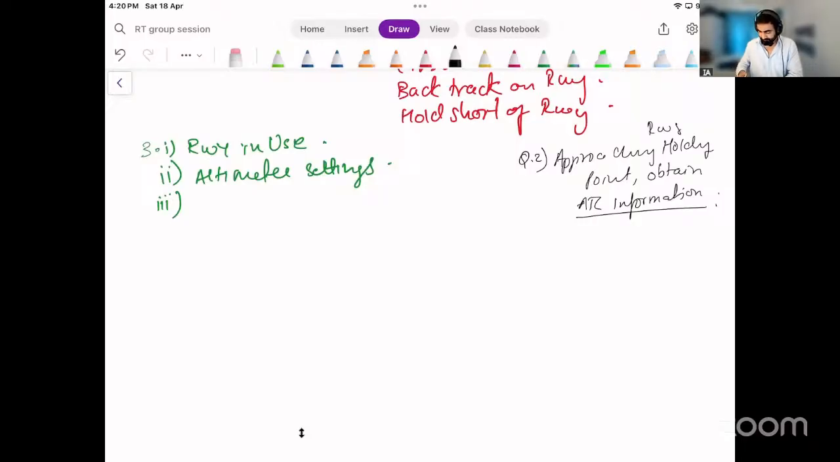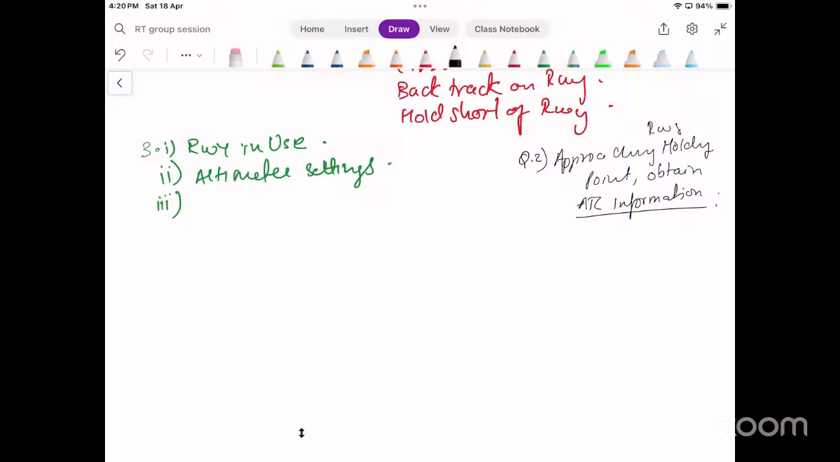Shabrish, try. Mumbai Tower, Victor Tango Sierra November India, approaching holding point runway 27. Request ATC information.